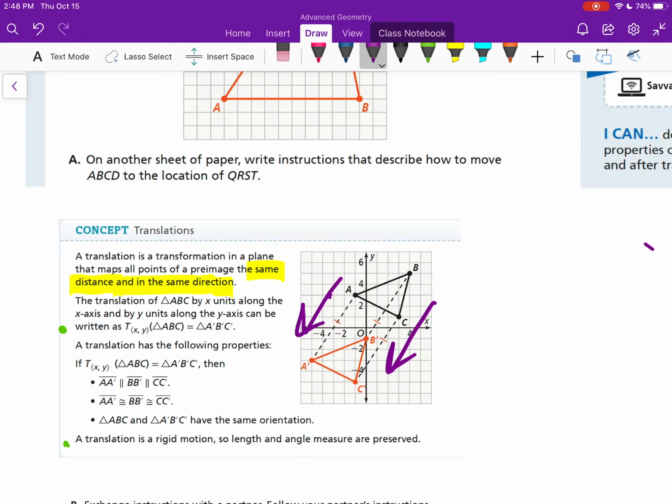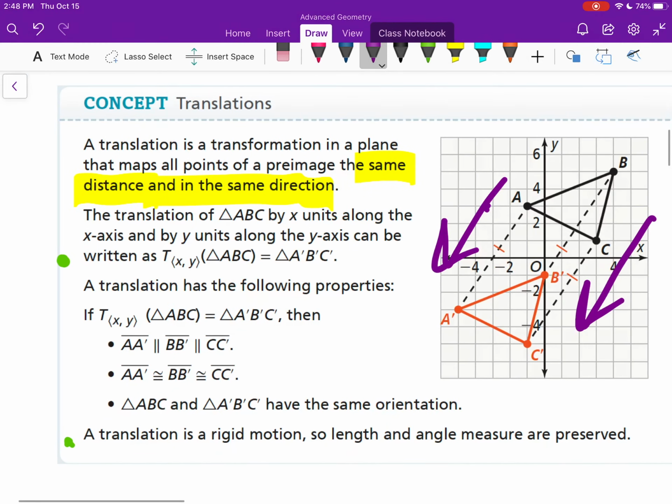And we write it, and we're talking about translation, so we're going to write that as a capital T using these brackets sub xy, and that sub x and sub y is going to tell you how many to move in the x direction, then how many to move in the y direction of triangle ABC to create our new triangle A prime, B prime, C prime.